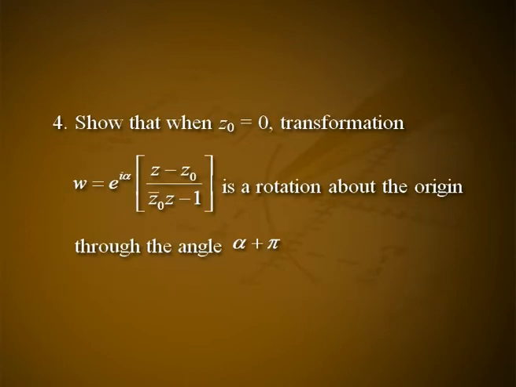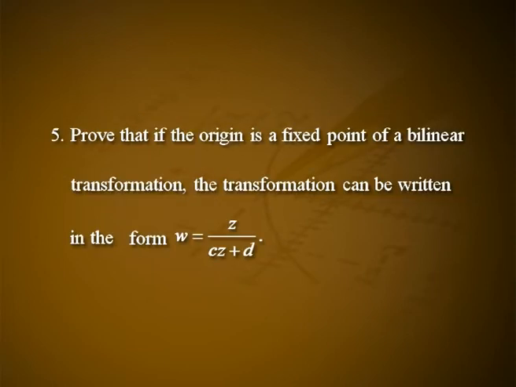4. Show that when z0 is equal to 0, the transformation w is equal to e raised to i alpha into z minus z0 all divided by z0 bar into z minus 1 is a rotation about the origin through the angle alpha plus pi. 5. Prove that if the origin is a fixed point of a bilinear transformation, the transformation can be written in the form w is equal to z divided by cz plus d.